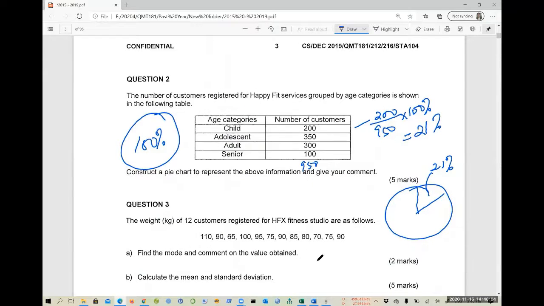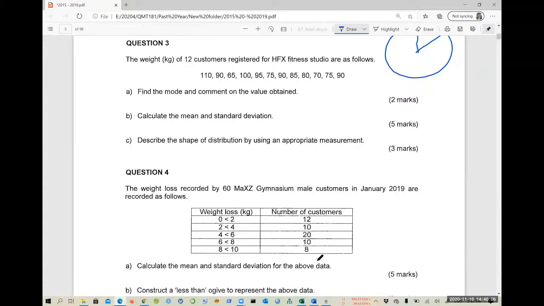Yes, question number 3 and question number 4 will deal with chapter 3 in your textbook, where question number 3 is related to ungrouped data and question number 4 is for the grouped data set. Okay, let's do it one by one first.